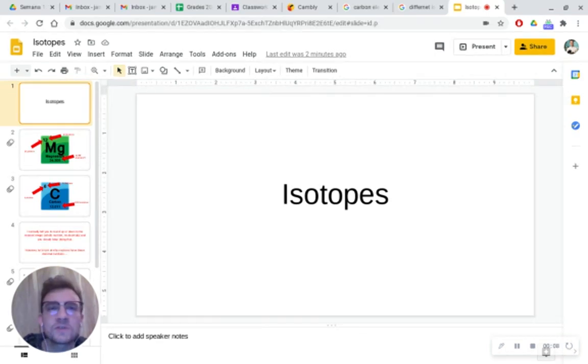So in the past 2 weeks we've been looking at ions quite a lot, and then obviously the 3 or 4 weeks before that we've been looking at electron structure of the atom. We're going to take a little break from that and we're going to look at something a bit different. Today we're going to look at something called isotopes. So let's go.